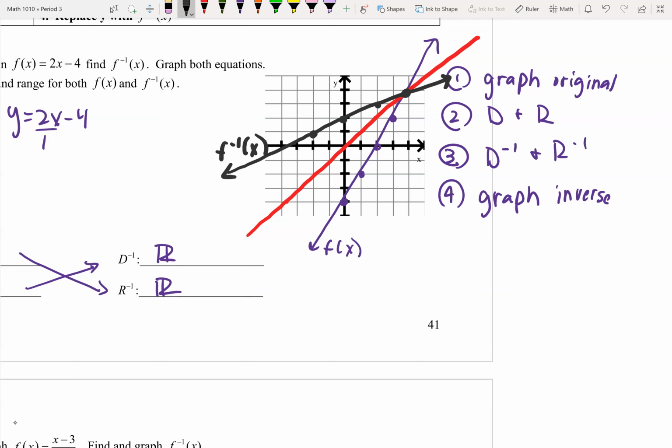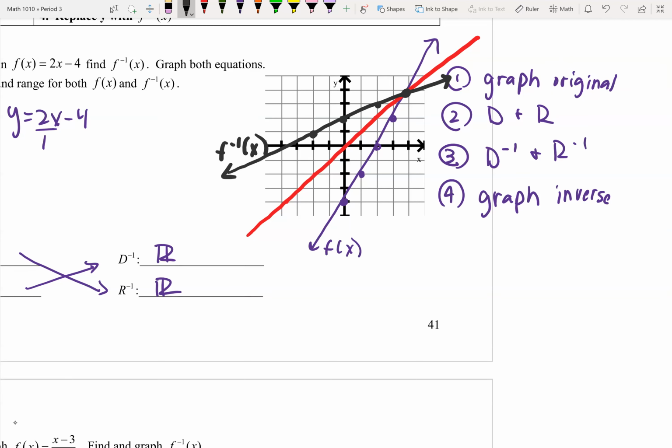Okay, here's how you find the equation. Look at these steps right here. Switch the x and y, solve for y, and label it the inverse. That's all you have to do. So look at that equation that we have, you guys. It's y equals 2x minus 4. Everybody write down x equals 2y minus 4. So inverses, you guys, are always switch the x and y's. That's all we've been doing, right? Let's solve that for y.